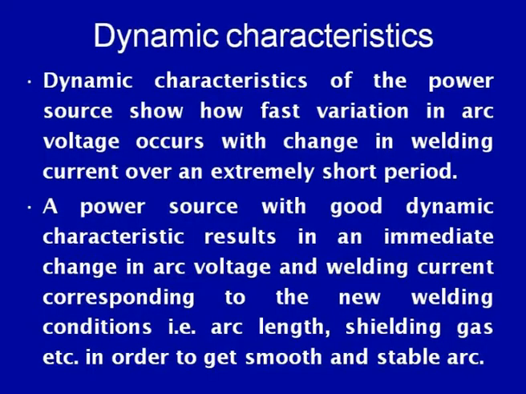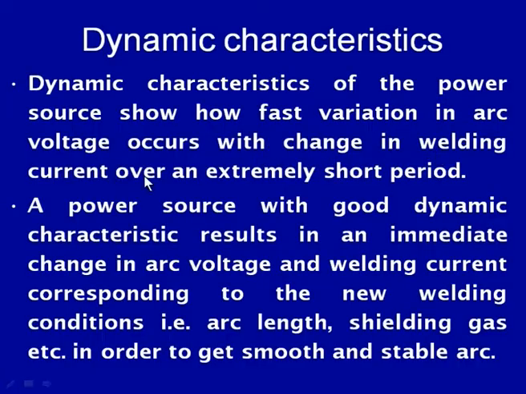If the welding power source is not able to deliver the voltage and the current required to deal with these transient conditions during welding, then the arc will not be smooth and stable, and it will not be able to generate the heat uniformly as desired for uniform melting of the faying surfaces to develop the weld joint. The dynamic characteristic of the power source shows how fast variation in arc voltage occurs with the change in welding current over an extremely short period of time.